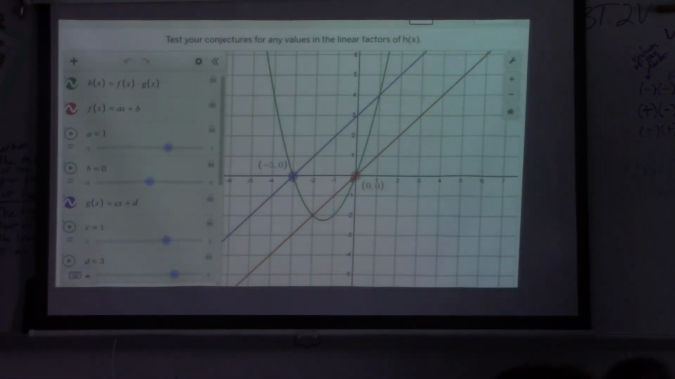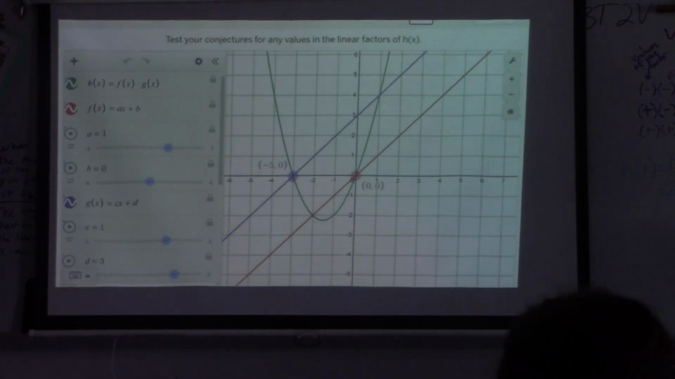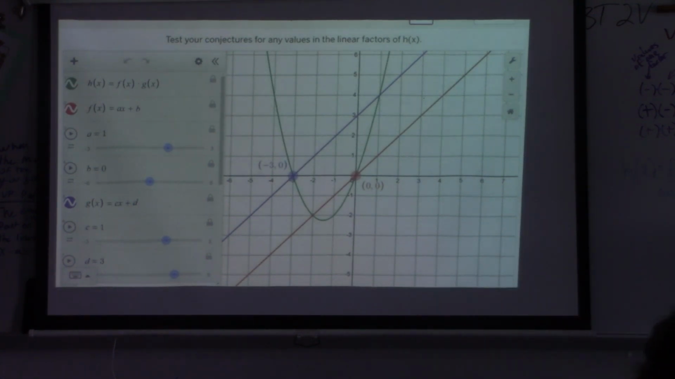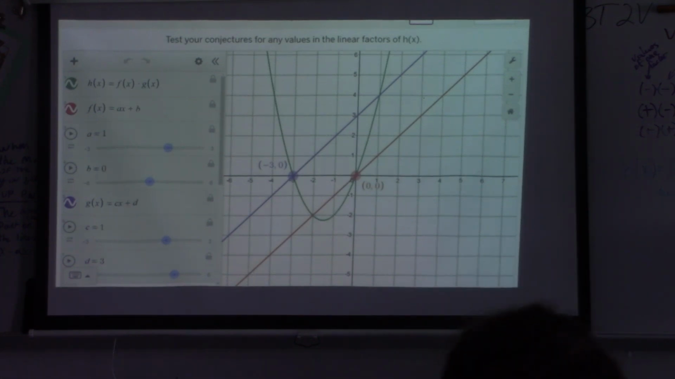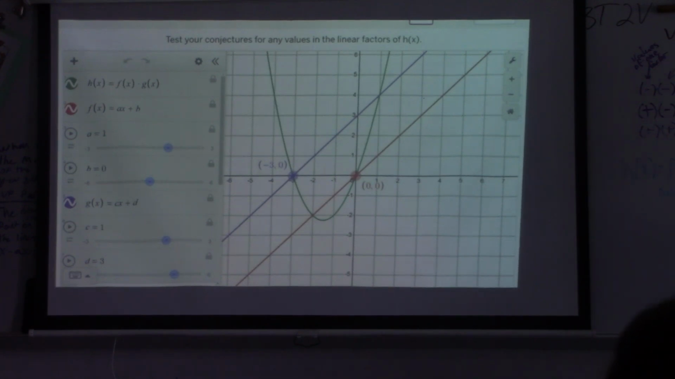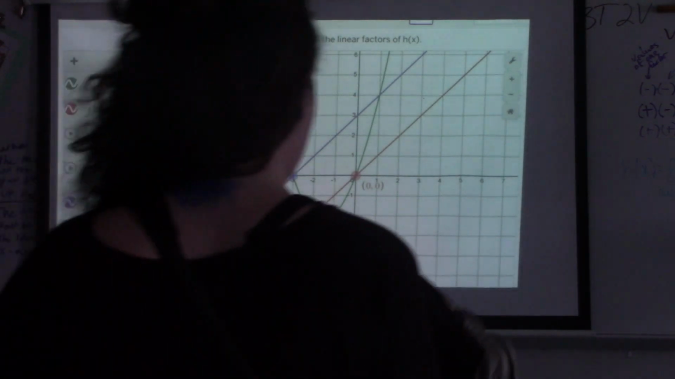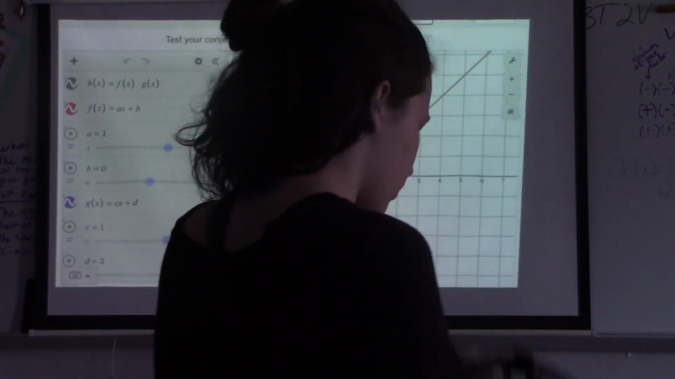Quick question. Do you know how to graph y equals negative 2x plus 3? Y-intercept of 3, a slope of negative 2. All right, there's negative 2x plus 3. Here's x plus 3. Those are 2 linear factors.